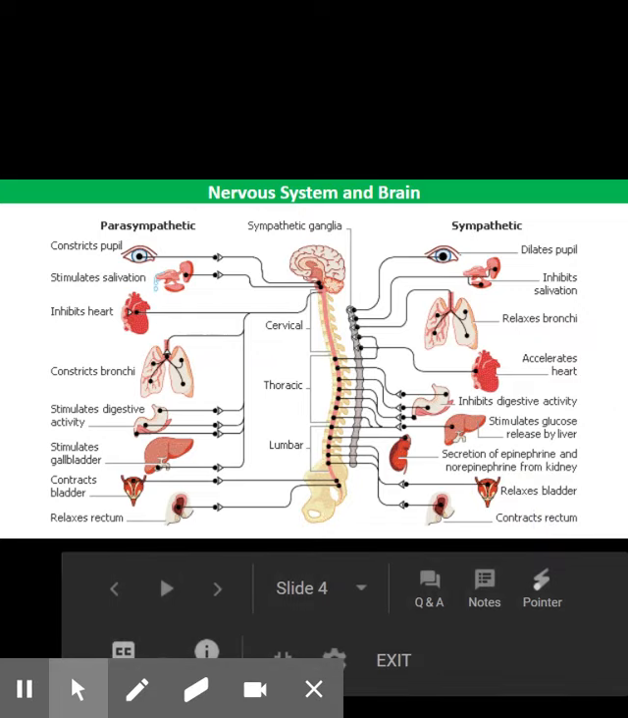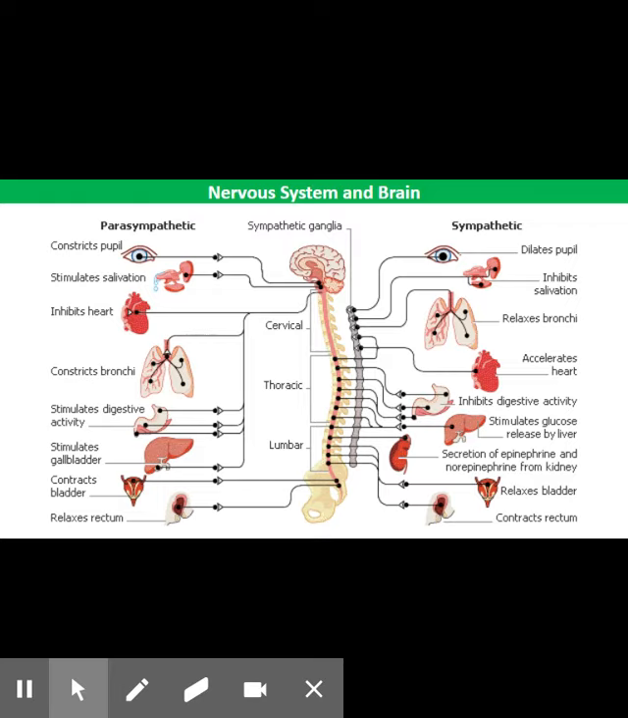So here we can see that summarised again. We've got the parasympathetic on the left-hand side. Largely, this is all about decreasing activity, conserving energy. And the parasympathetic system is largely active during sleep or relaxation. So we've got decreasing heart rate, constricting pupils, reducing ventilation rates, increasing digestive activity.